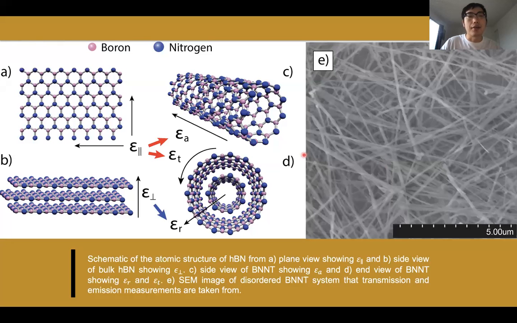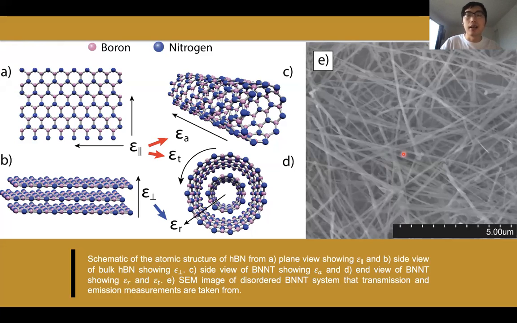So just like graphene and carbon nanotubes, by rolling the hBN into a tubular geometry, we get boron nitride nanotubes. The unique 1D structure of boron nitride nanotubes works as a thermal antenna to couple the near-field dark modes into free space. So it will lead to enhanced thermal radiation in the far field.